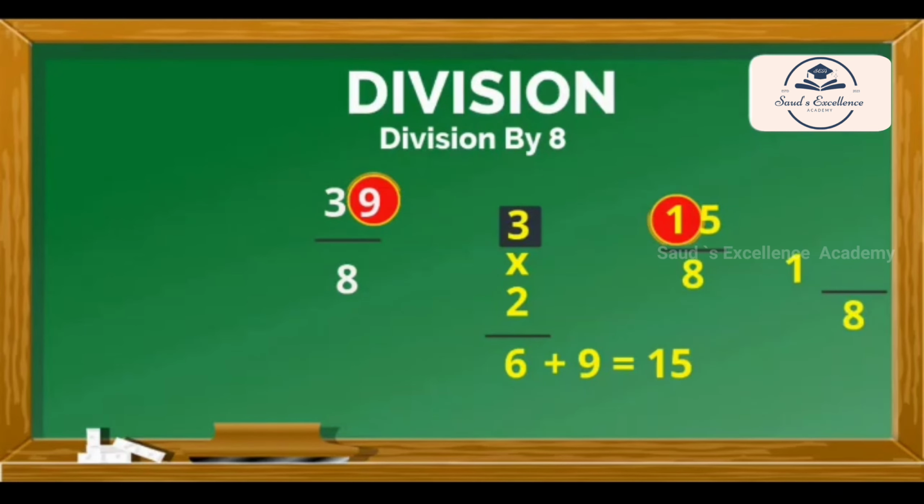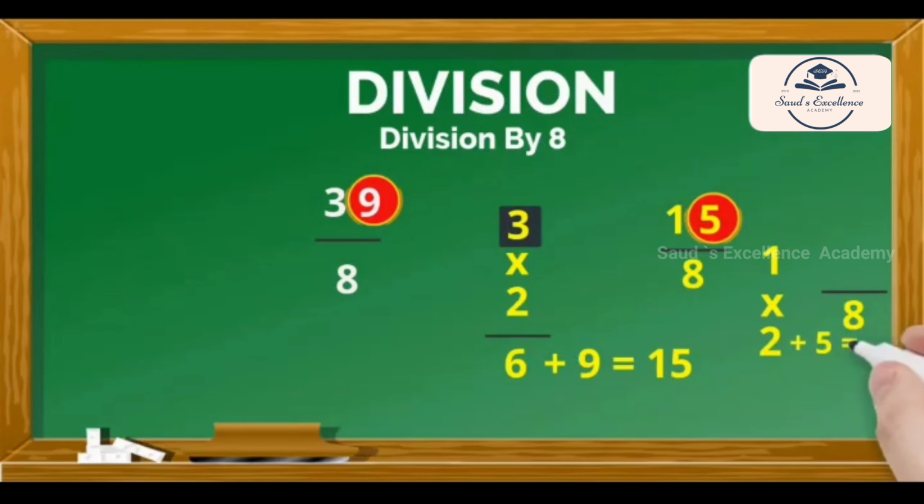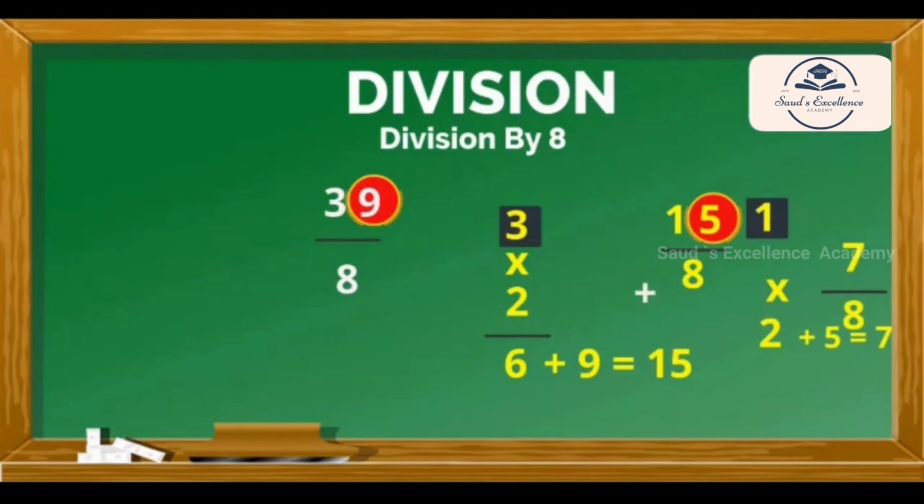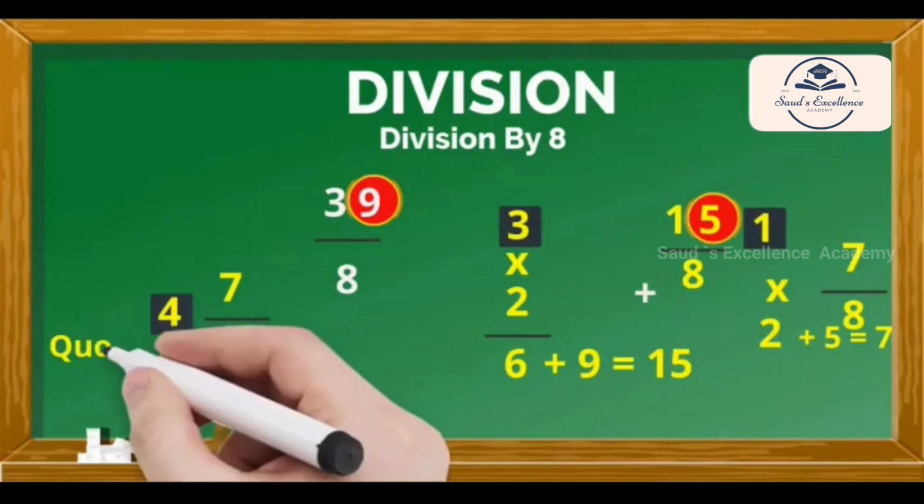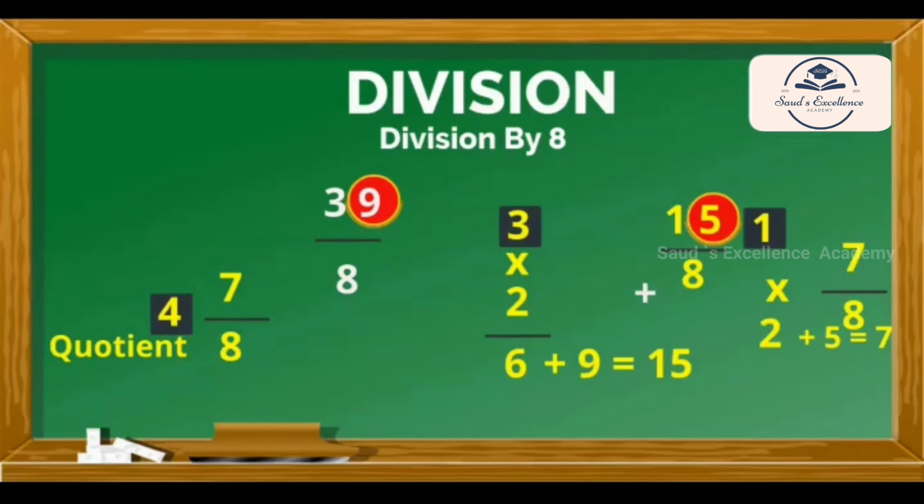Write the tens digit 1. We multiply with 2, because 8 is just 2 less than 10. We add the unit digit 5 with 2, equal to 7. We write 7. We add 3 plus 1, equal to 4. Write 4. We write 7 by 8. Here we get 4 as a quotient. And 7 as remainder.